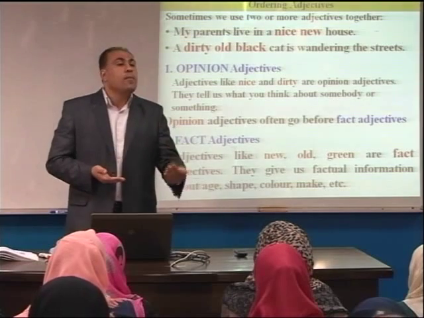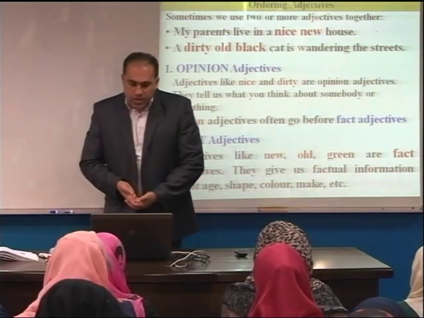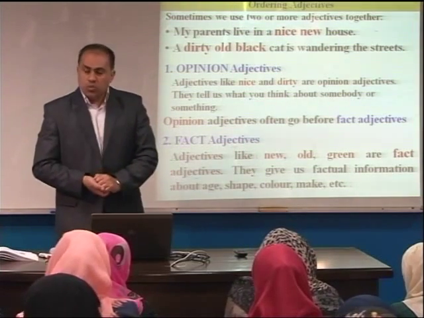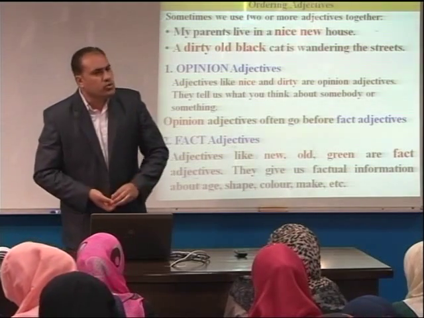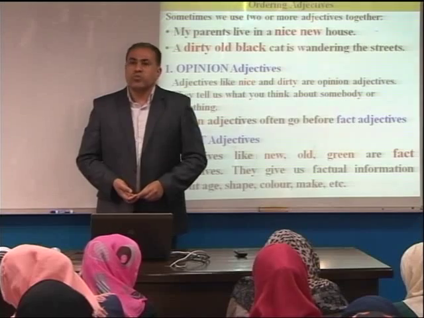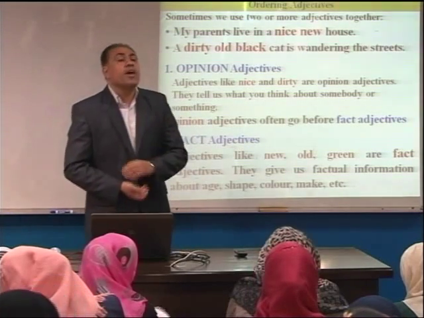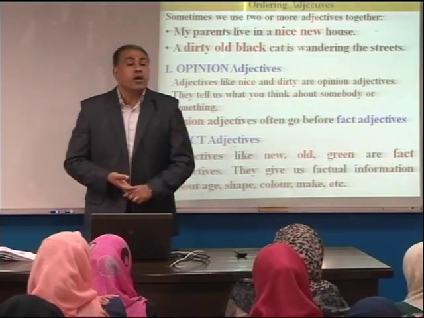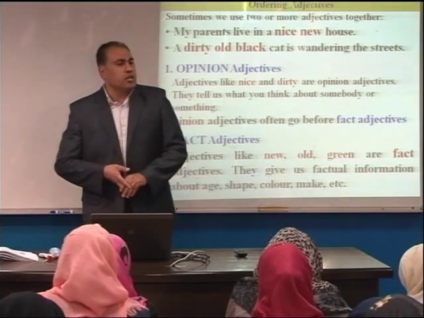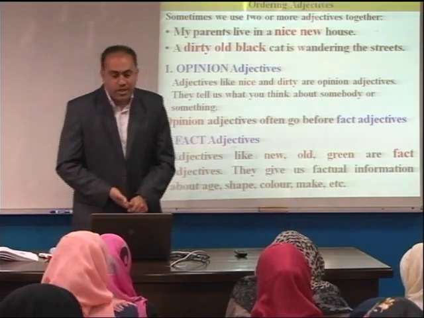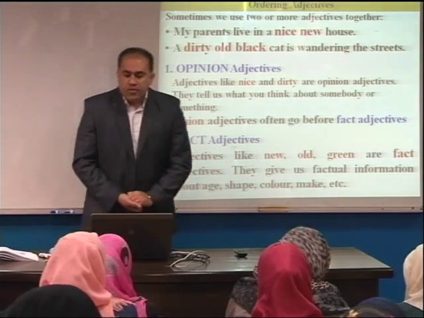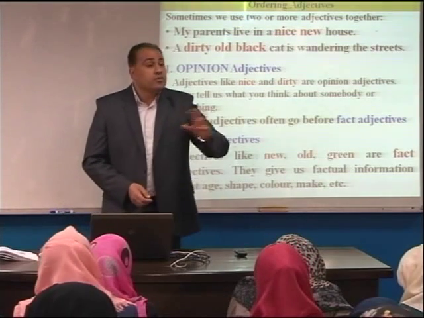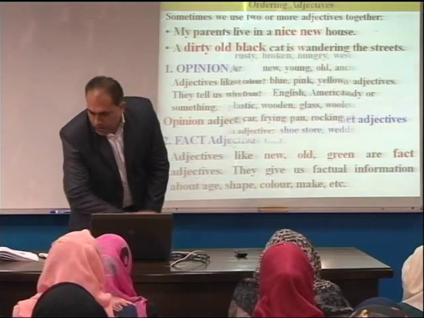Generally, opinion adjectives come before fact adjectives. Okay? So adjectives like nice and dirty are opinion adjectives. They tell us what you think about something or someone, your point of view. Now we have something called fact adjectives. And fact adjectives, very much like new, old, green, are facts. Because nobody can say, no, they are yellow. It's a green, for instance. Okay? It's a matter of fact. They give us factual information, in other words, about the age, the shape, the color, the make of something. All right, let's see.